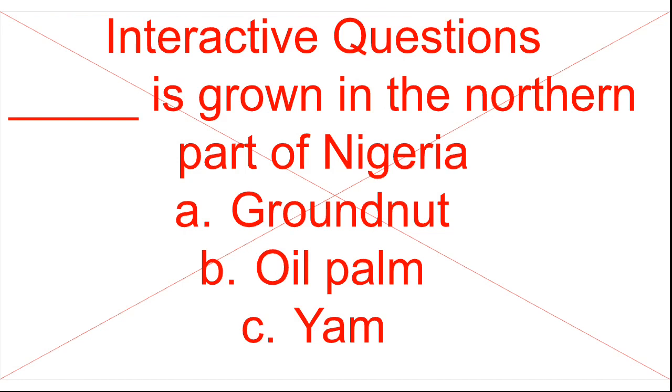Now let's look at some interactive questions. Dash is grown in the northern part of Nigeria. A. Groundnuts. B. Oil palm. C. Yam. The right option is A. Groundnuts is grown in the northern part of Nigeria.